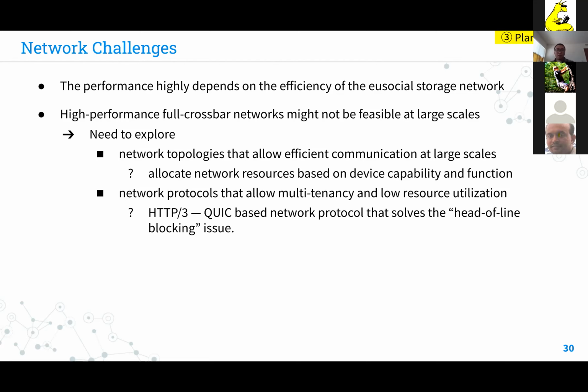We also still need to research network protocols that could scale within some low resource environments. In this context, HTTP3 could be a good candidate because it is built on top of UDP, and it could be much more efficient than its predecessor, HTTP2, which is built on top of the TCP/IP stack. Also, HTTP3 has solved the head of line blocking issue.